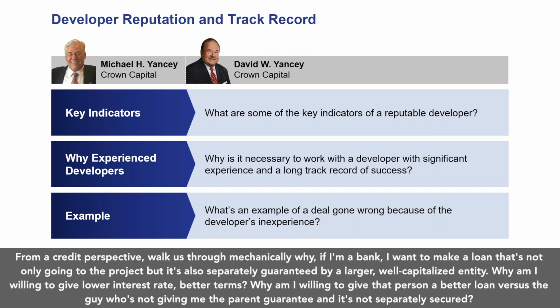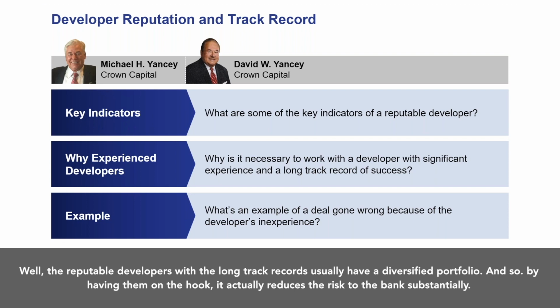Got it. And so from a credit perspective, walk us through mechanically why, if I'm a bank, I want to make a loan that's not only going into the project, but is also separately guaranteed by a larger, well-capitalized entity. Why am I willing to give a lower interest rate and better terms, a better loan to that person versus the guy who's not giving me the parent guarantee, and it's not separately secured? Well, the reputable developers with the long track records usually have a diversified portfolio.